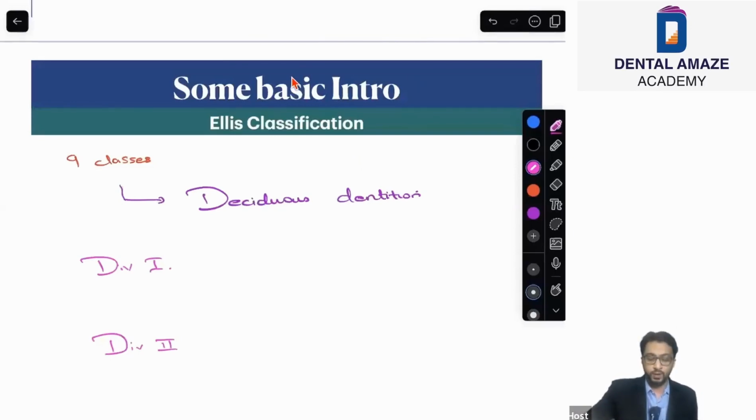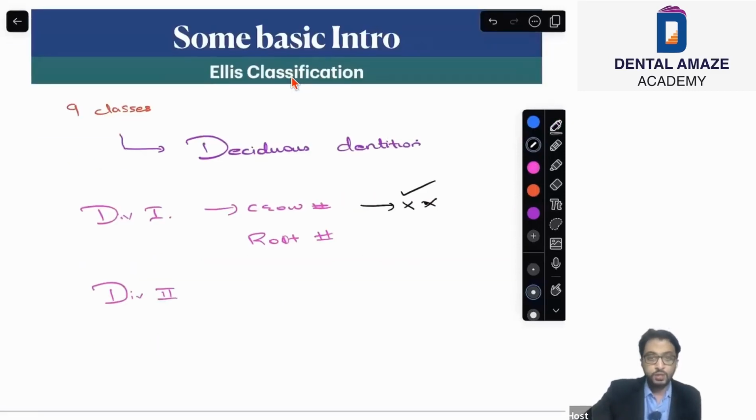Division 1 will involve crown fracture or root fracture. Either crown or root will be fractured, and this crown fracture can be with or without pulp involvement. Then your division 2 has partial displacement of deciduous teeth, and total displacement of deciduous teeth, two possibilities. So division 1 is crown or root fracture, just talking about fractures, whereas division 2 is talking about displacement.